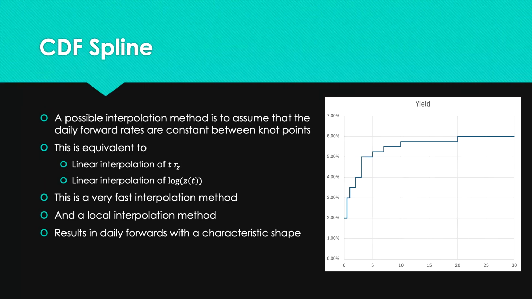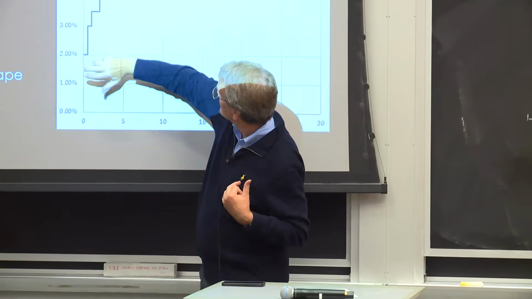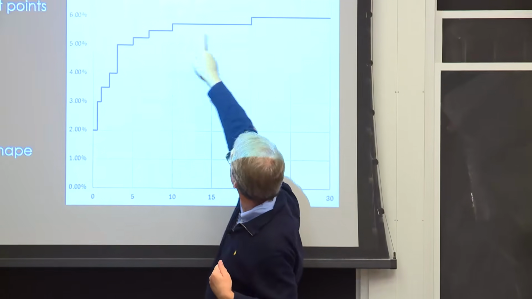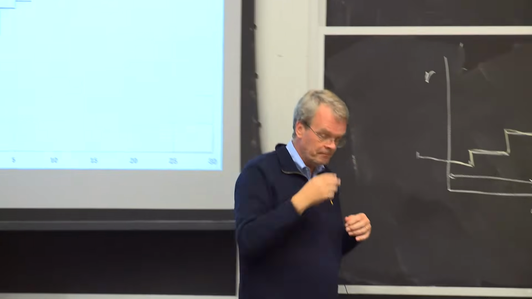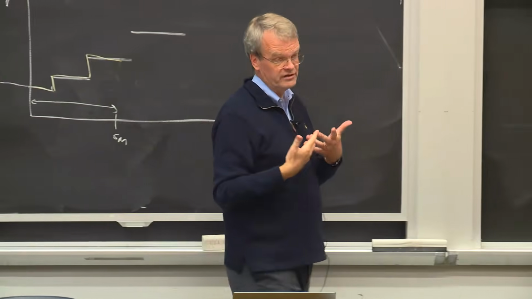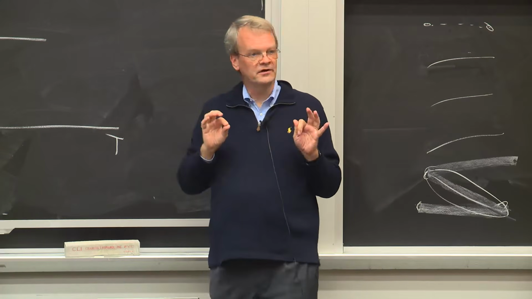Let's talk a little bit about CDF spline. This is constant daily forwards. This is one of the easy ones, where you assume that between your knot points, your daily forward rates are constant. So you end up with a curve that looks like a skyline or a stair step. Here's a simple example where you can see what my knot points are. I think I have 6 months, a year, 2 years, 3 years, 5 years, 7, 10, and 20, I believe, and 30. And the forward rates are just flat in between them. This is perfectly good. This is really fast. This is a local interpolation method, which is one of the key features.